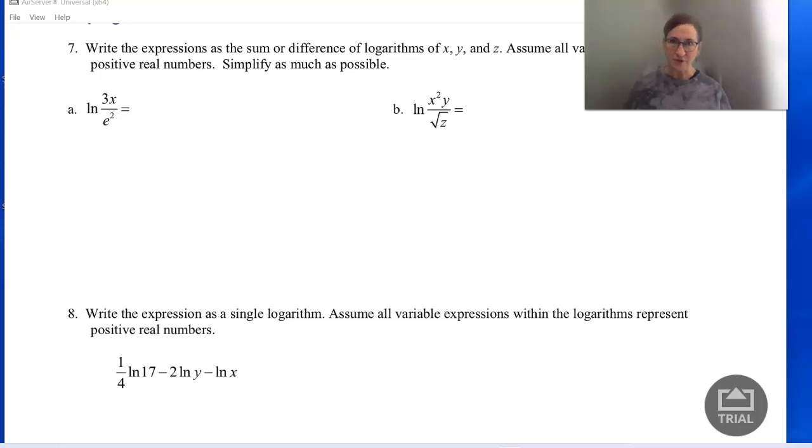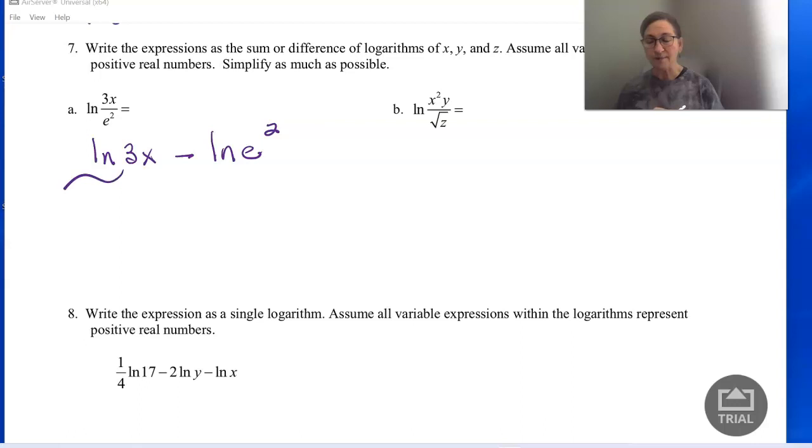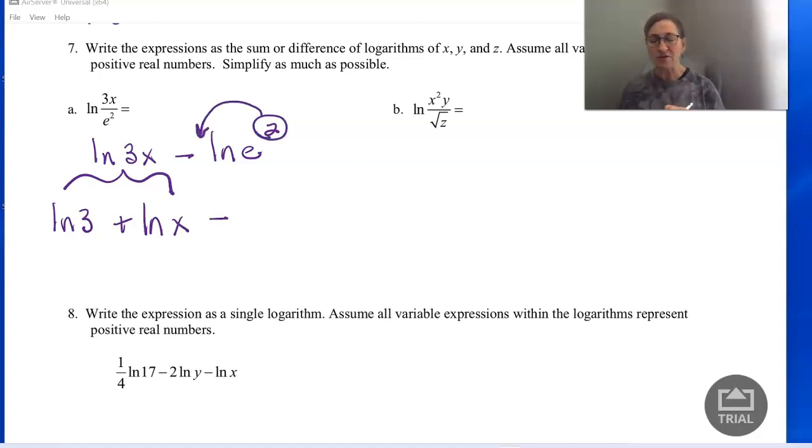All right, now let's apply some of those properties for expansion just like we were doing before, but these are going to be natural logs. So this is going to be the natural log of 3x minus the natural log of e squared. So I'm going to take this first term. I see that I have 2 factors in my argument, so that's going to cause me to create 2 natural logs that are added. So it'll be natural log of 3 plus natural log x minus. I'm going to take this 2, and I can use my power and put it in front. So it'll be 2 natural log e.